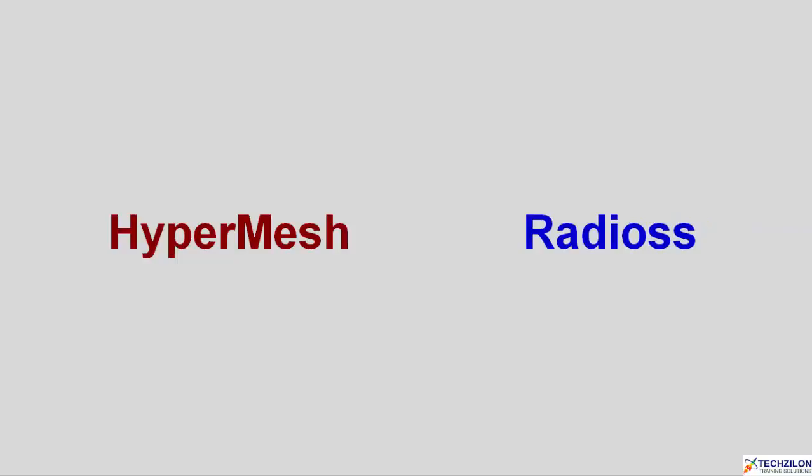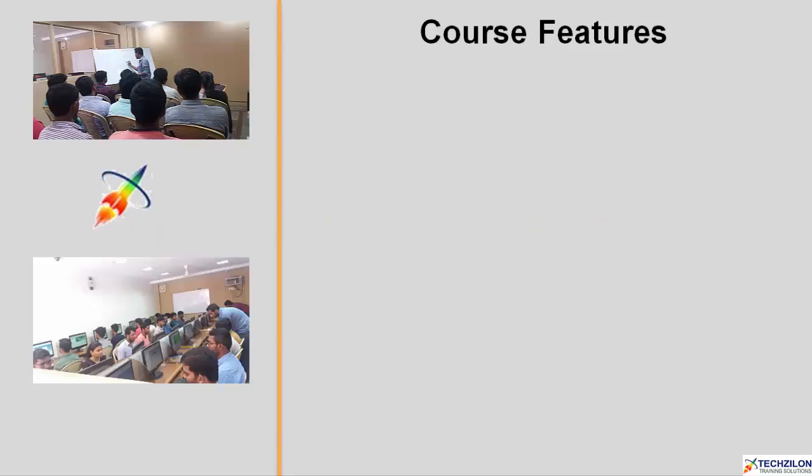In this course, we will be learning about the tool HyperMesh and the solver RADIOSS. HyperMesh is a universal preprocessor that is widely used in the industry. RADIOSS is a flavor of NASTRAN and is the most preferred solver for structural analysis.